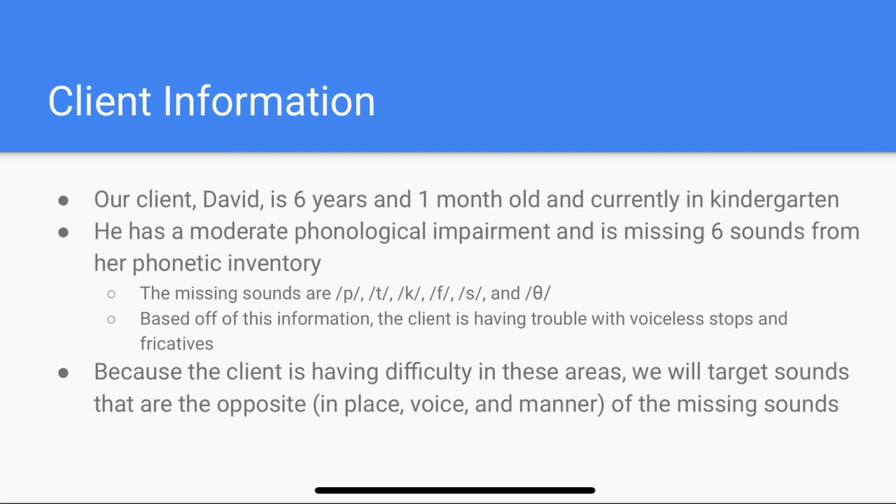Client information. Our client, David, is 6 years and 1 month old and currently in kindergarten. He has a moderate phonological impairment and is missing 6 sounds from his phonetic inventory. The missing sounds are P, T, K, F, S, and the voiceless TH. Based off this information, the client is having trouble with voiceless stops and fricatives. Because the client is having difficulty in these areas, we will target sounds that are the opposite in place, voice, and manner of the missing sounds.